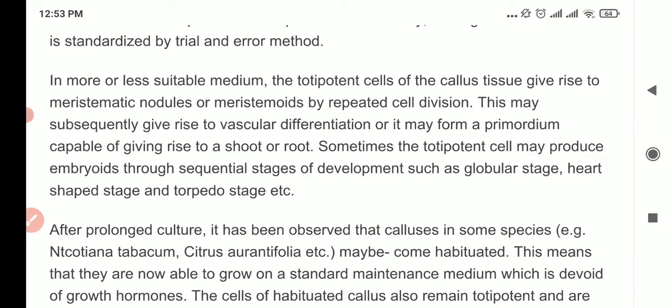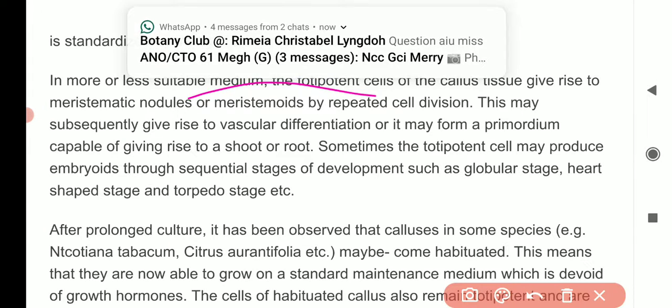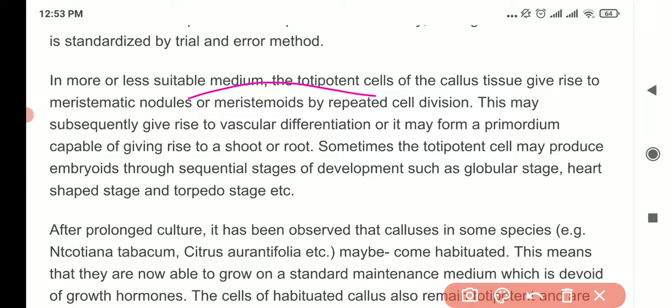If you get a suitable medium, these totipotent cells will give rise to nodules or meristemoids by repeated cell division. Meristematic cells are those cells which have the capacity to divide, like your root apical meristem and shoot apical meristem, which I think you must have learned. They may lead to vascular differentiation, meaning phloem and xylem, and you can form the root primordium or the shoot primordium, which will give rise to the root or shoot.